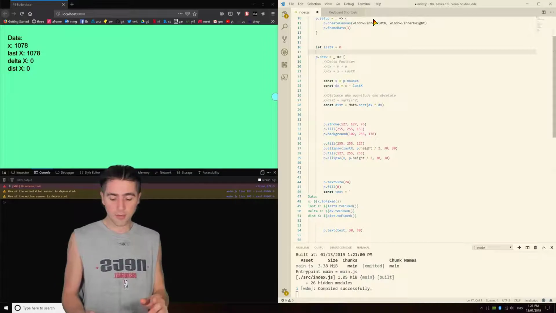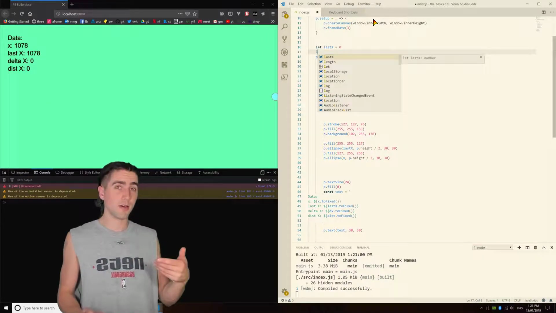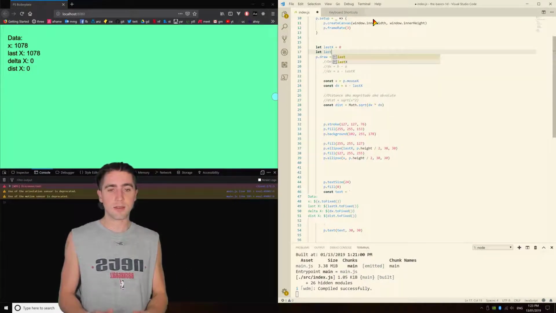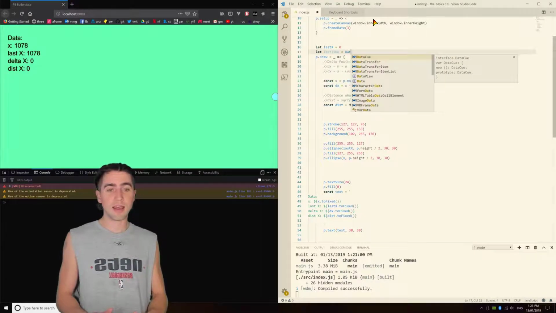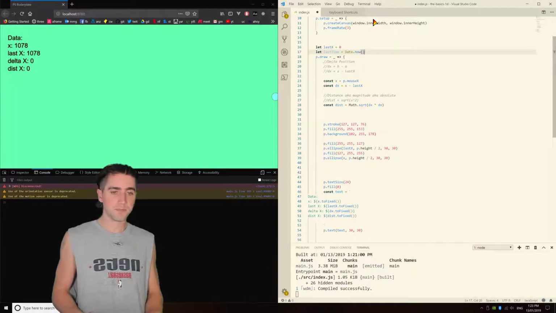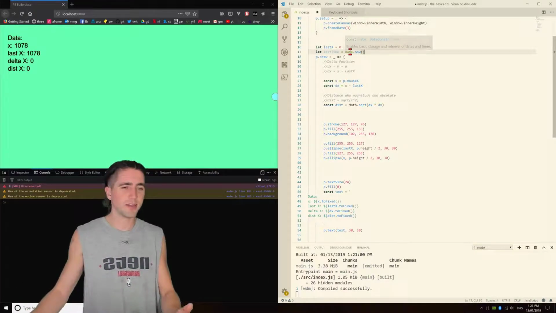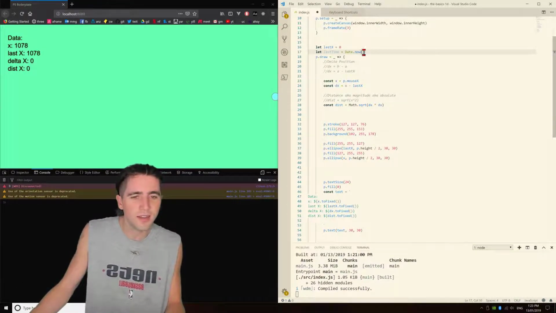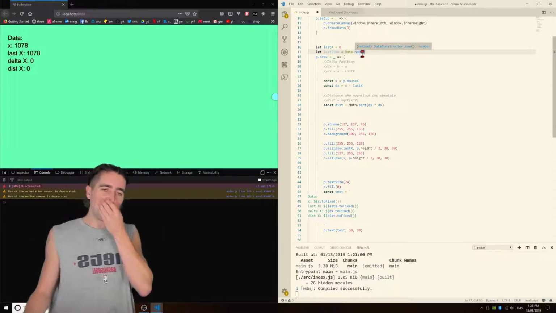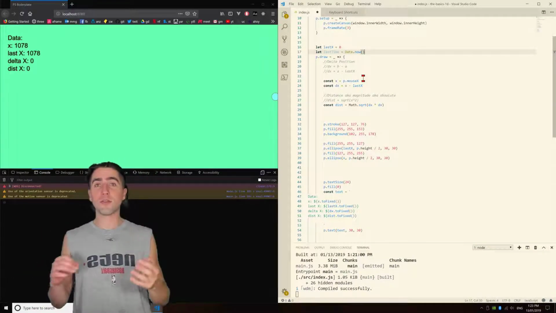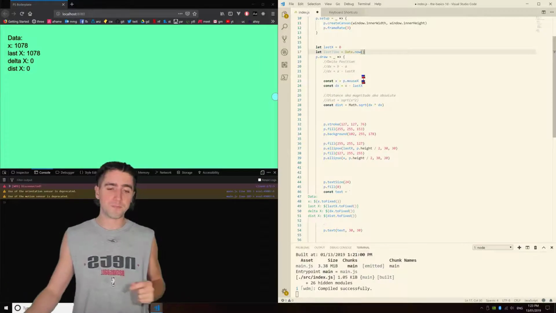So let's go ahead and have a variable we'll call last time. Let last time equal Date.now. That's a function that'll return, I think, the current milliseconds since 1970 or something like that. So that'll be the time of the last frame.